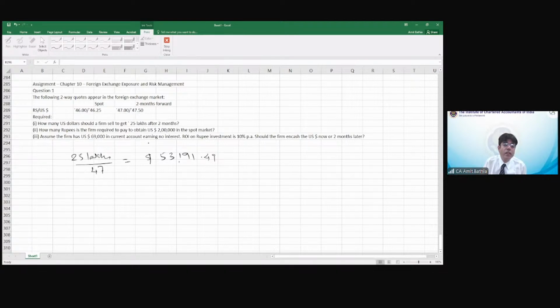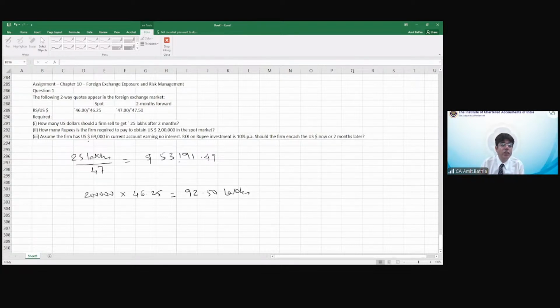You have to buy how much? I have to buy $2 lakh. Am I right? So for $2 lakh, I will have to pay how much? 46.25. So how much will that come to? 92,50,000. 92 lakhs 50,000. And I say it is 92.50 lakhs. Right? All right. Now the third one.